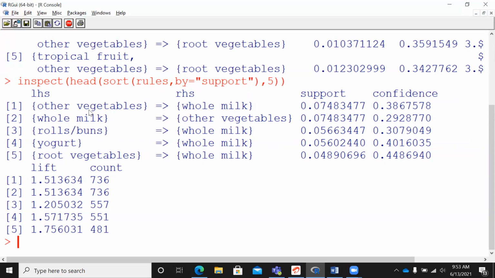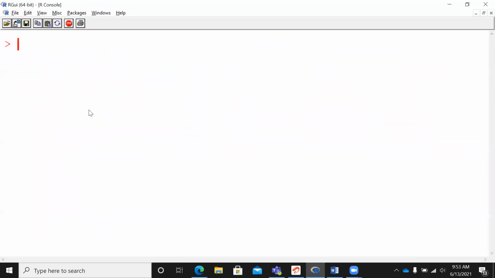Now there is one more thing that you can do, and that is, let me just clear the screen. I'll recall the old command. I'll say inspect. Instead of saying head, I will say sort. Inspect of sort of sort. I'll be sorting the rules by support. This is the first level of sorting. Now, after support, I want to again sort by confidence. So you can use a by keyword and you can say confidence within double quotes.